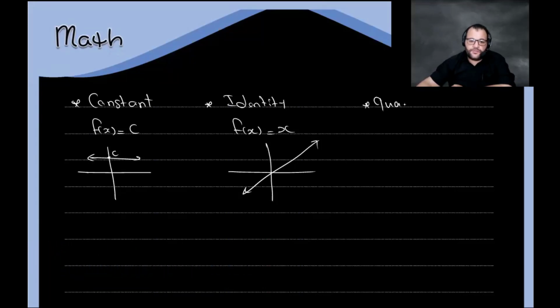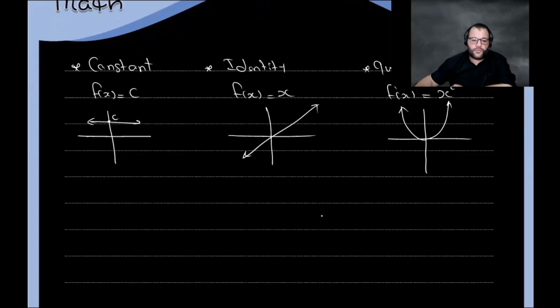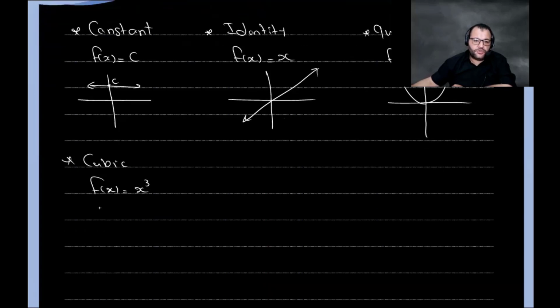Quadratic function: f of x equals x squared, and that is the graph of the quadratic function. Cubic function: f of x equals x cubed. I'll just write all of them to remember. That is the cubic function, and that's how the graph will look like.